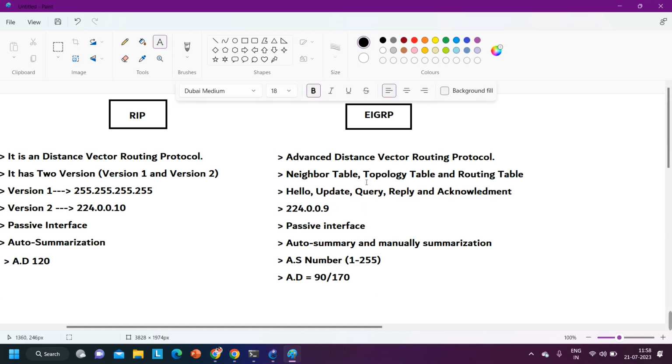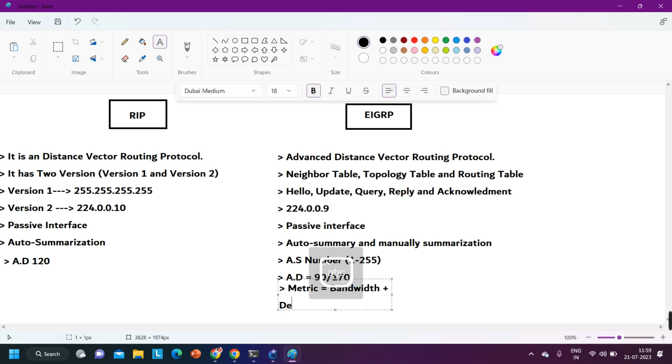Apart from this, do we have any other concepts? Yes, metric. The metric formula is 10 to the power 7 divided by the least bandwidth, plus total delay divided by 10. So by default, EIGRP uses bandwidth plus delay for metric calculation. Anything else?